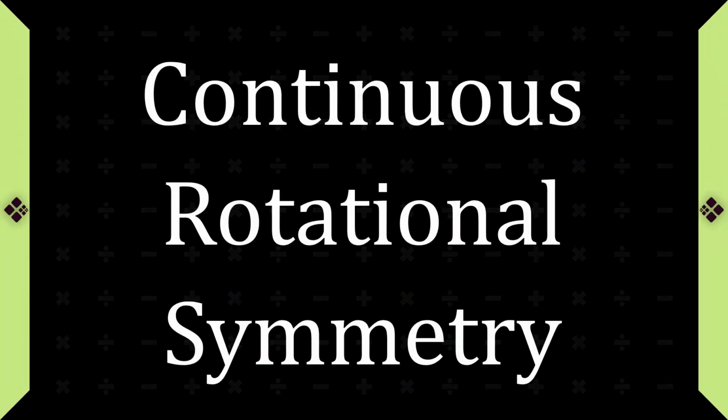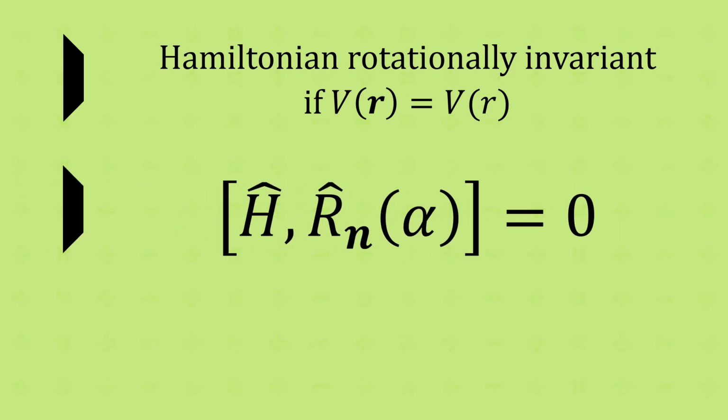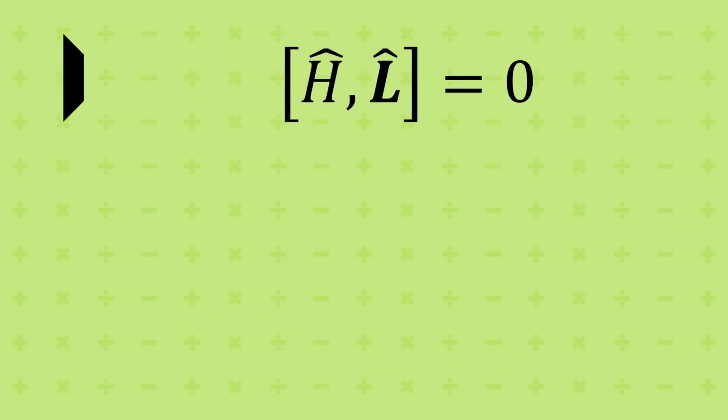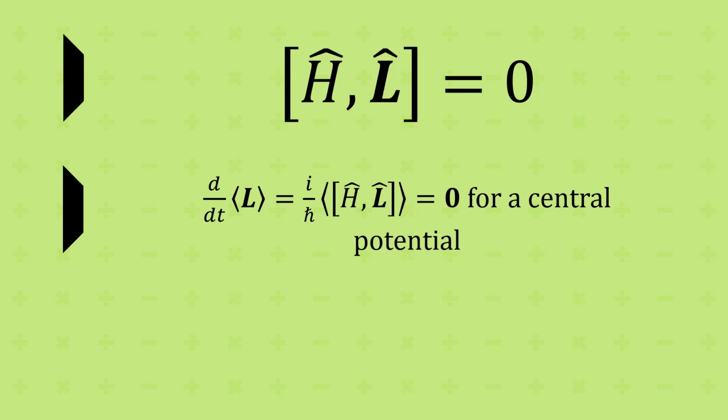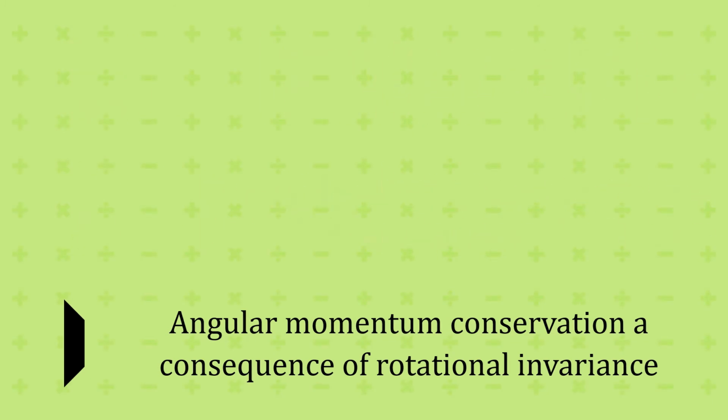Now, let's discuss continuous rotational symmetry. The Hamiltonian is rotationally invariant if the potential is a central potential. Then the Hamiltonian commutes with a rotation by any angle about an arbitrary axis. This must hold for an infinitesimal rotation. So the Hamiltonian must commute with angular momentum. Using Ehrenfest's theorem, we can argue that rotational invariance implies that the derivative of angular momentum is 0 for a central potential. This means that angular momentum conservation is a consequence of rotational invariance.